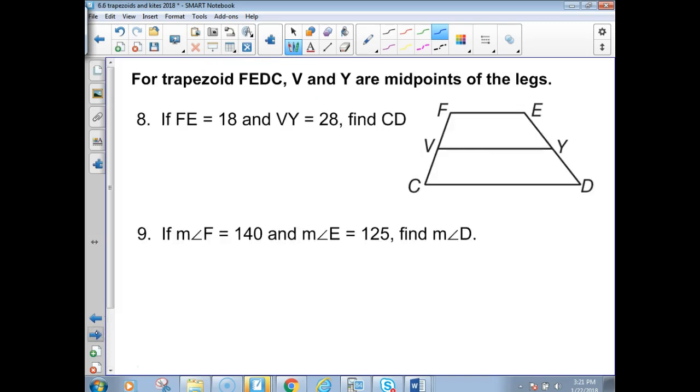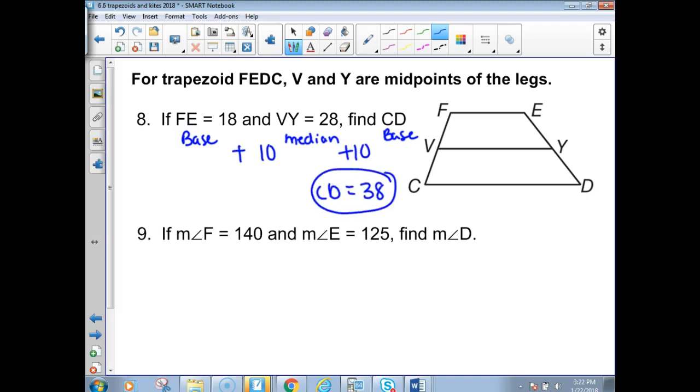All right, try another. Looks like we're back to the mid-segment stuff. FE is a base. VY is a median. Find the base, CD. Well, from 18 to 28 is adding 10. So if we add 10, we end up with CD is 38. Is anybody confused about that method or what I did to get that?